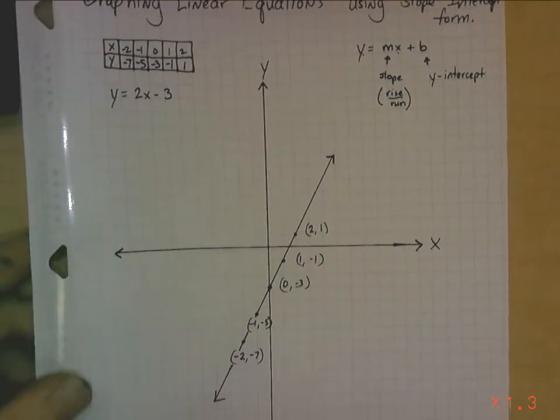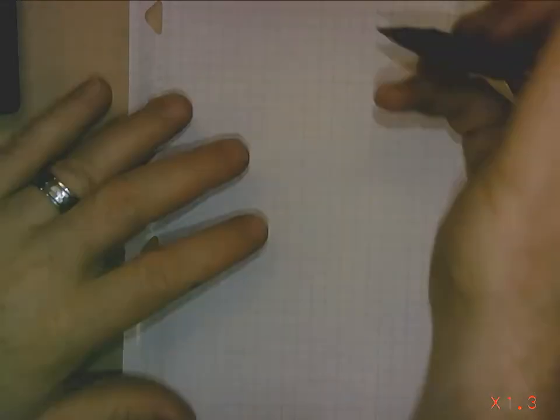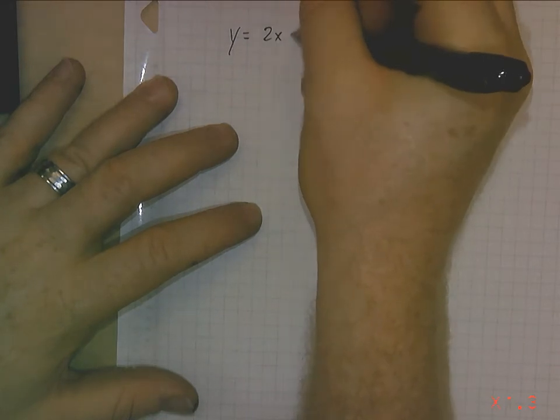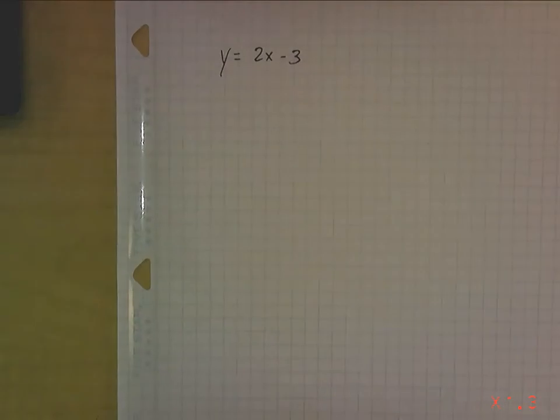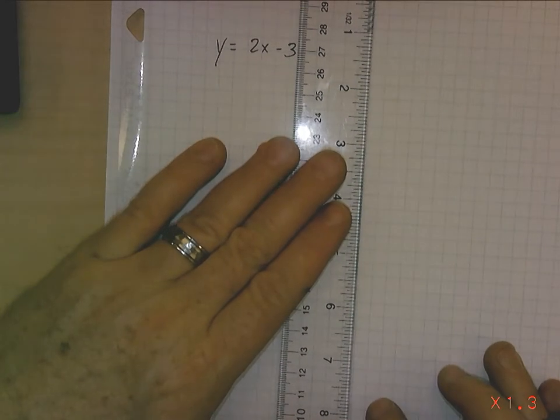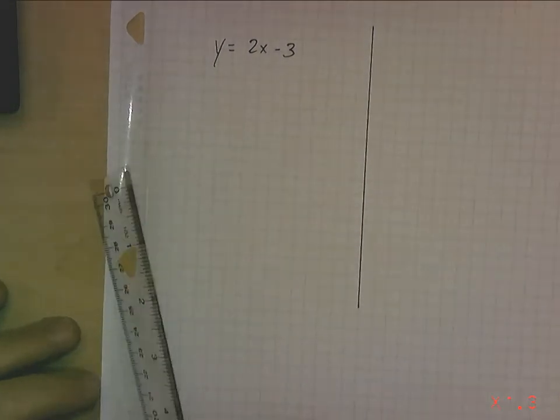So I'm going to show you that here now. Using the same equation, y equals 2x minus 3. Okay, we're going to draw our y-axis. Okay, draw our x-axis.